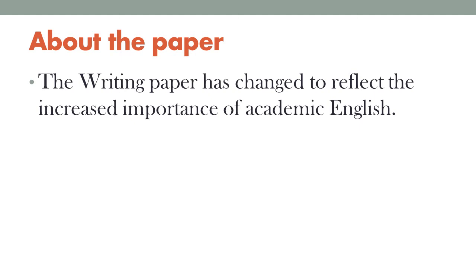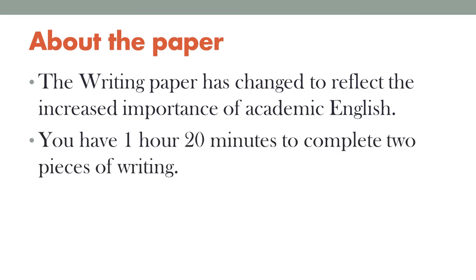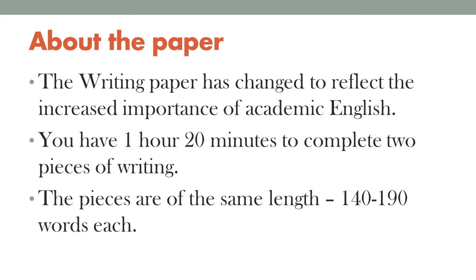Now, for students wanting to get into a university in England to study there, for example, they want to make their qualifications a little bit more relevant. You have 1 hour and 20 minutes to complete 2 pieces of writing, so the time is quite clearly a bit of a pressure for you, especially now that the 2 pieces are both the same length. They're between 140 and 190 words each. In the past, the first piece of writing was a little bit shorter than the second, but now the length is equal, so you need to devote really the same amount of time to each.